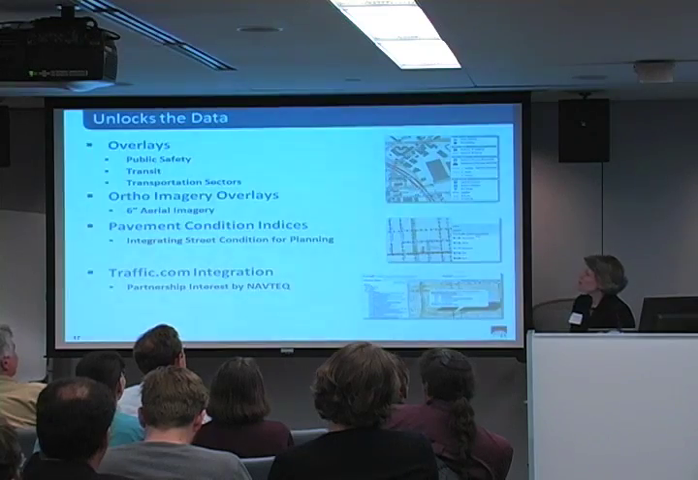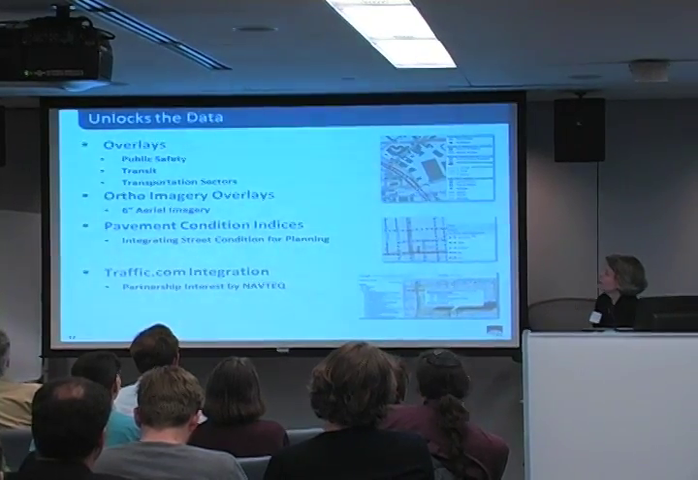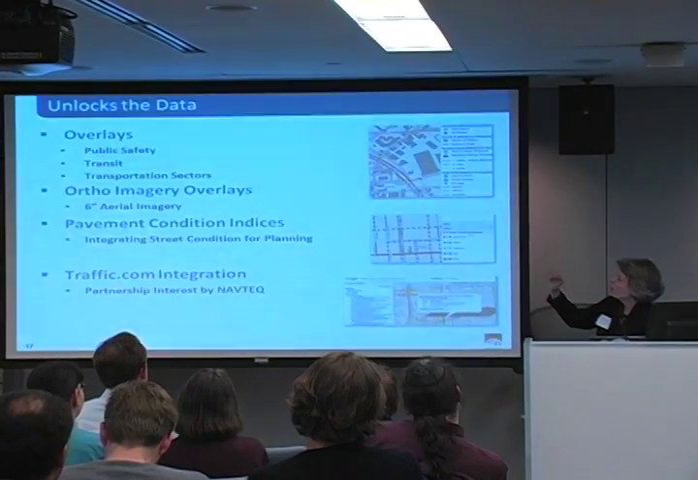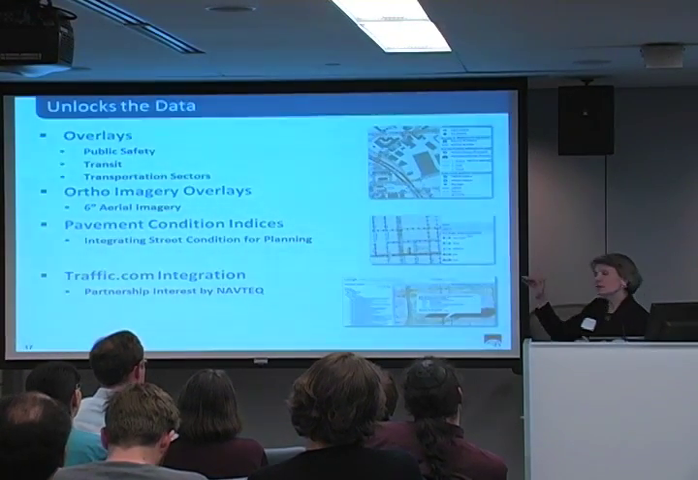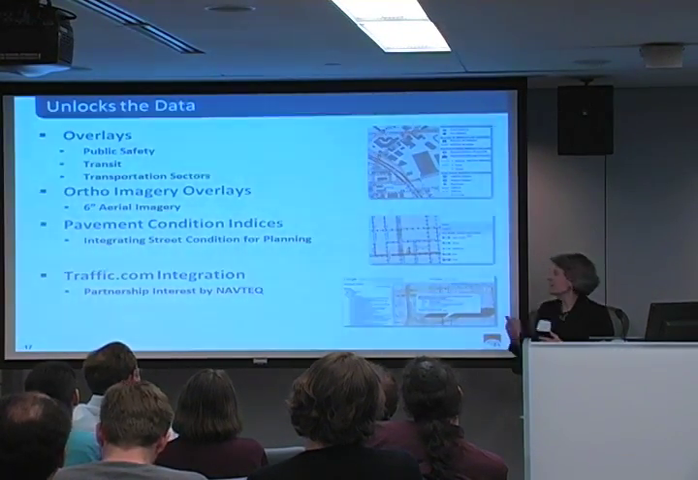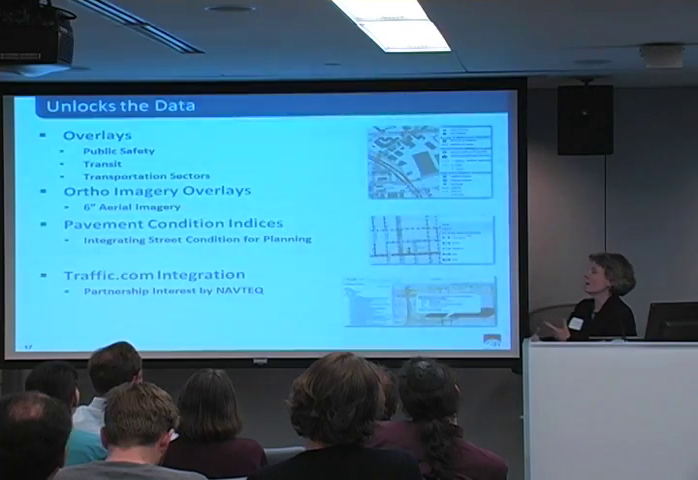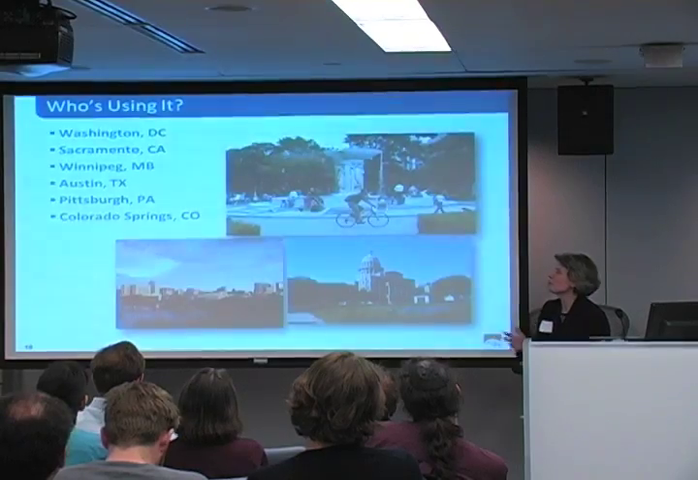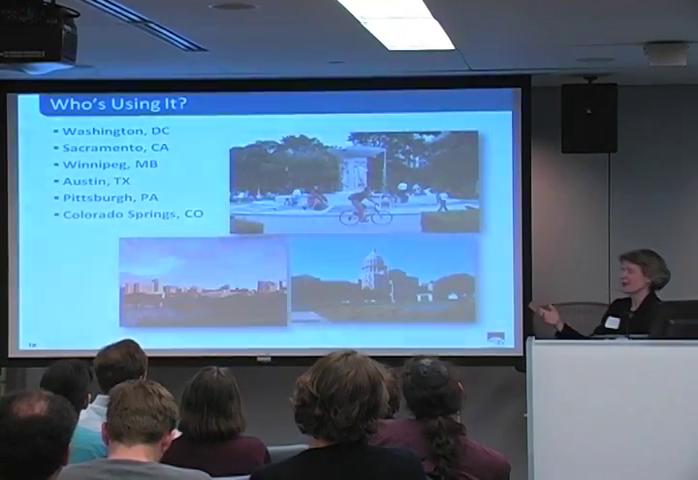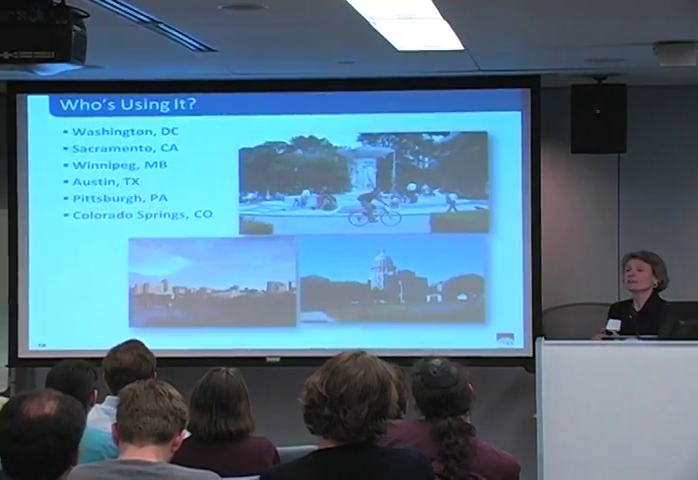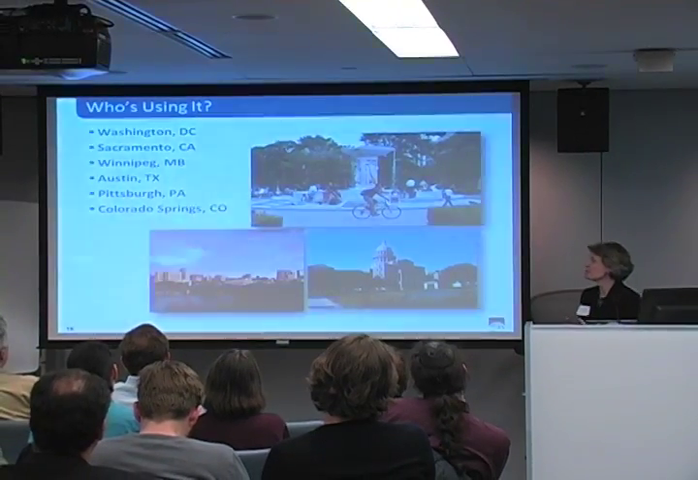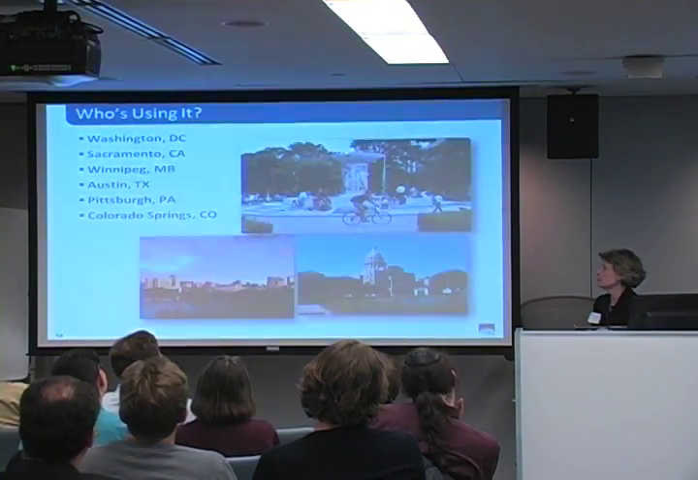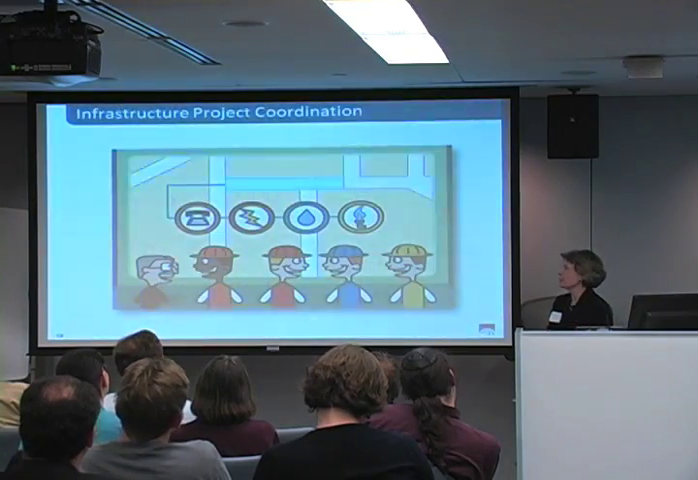The application also unlocks additional layers of data, overlays such as for public safety, for transit, ortho imagery, pavement conditions. Cities are maintaining all this information, yet they have no way of being able to use it, practically speaking. Who's using it? I've listed a number of different cities that are using it, cities that you might have heard of, but there are lots of cities that are using it, large and small, and they're starting to get some significant mileage out of being able to do this kind of spatial and temporal planning.